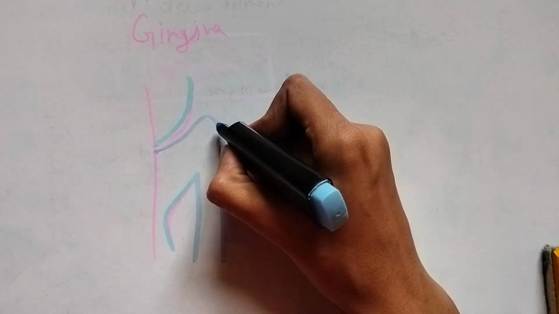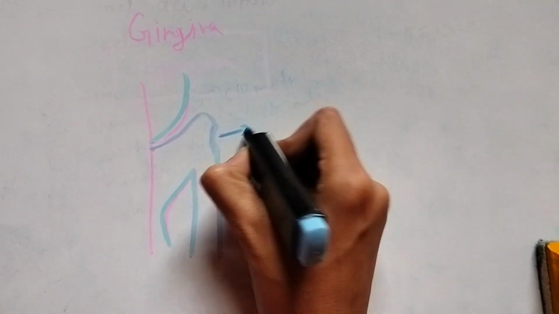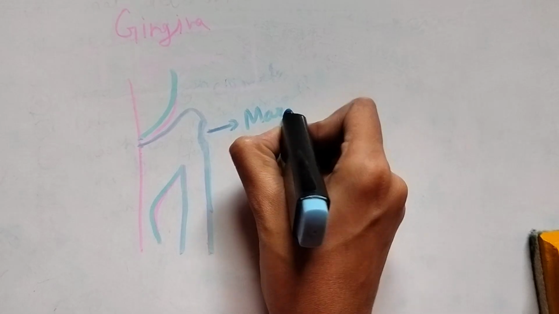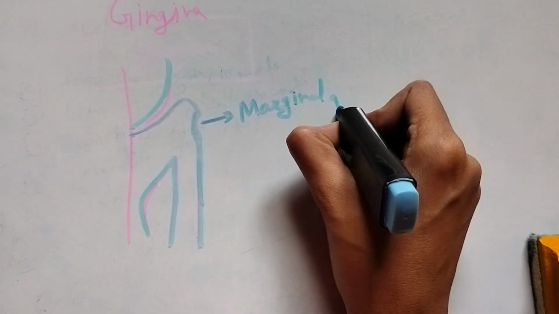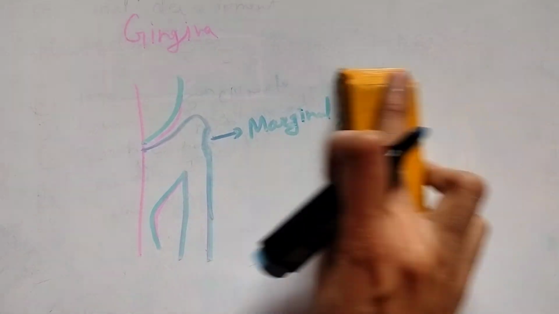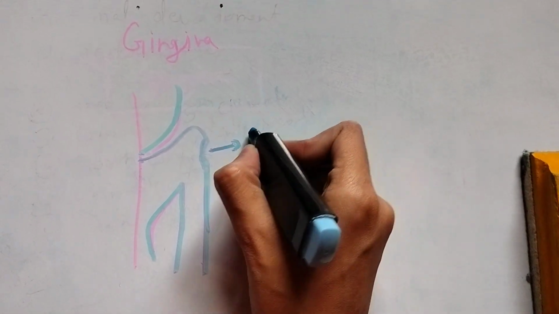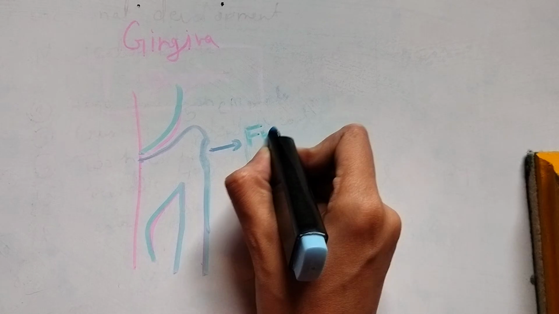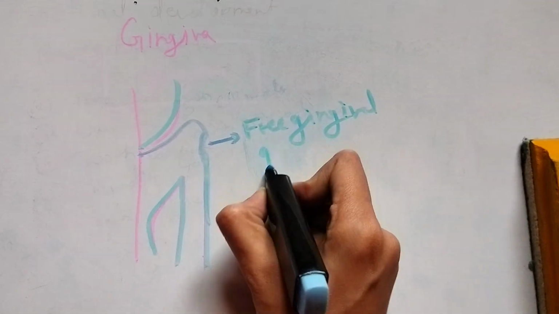Here is the groove present. This groove is called the marginal groove. This groove is called the free gingival groove.